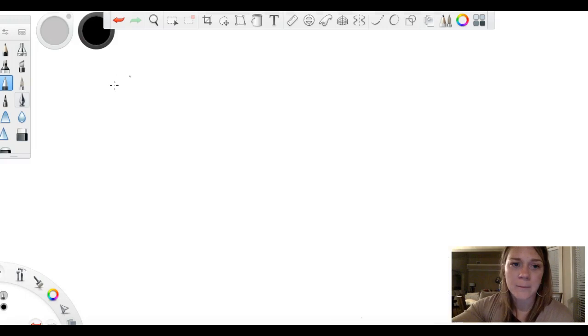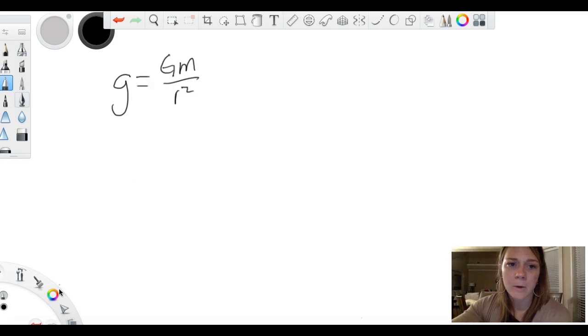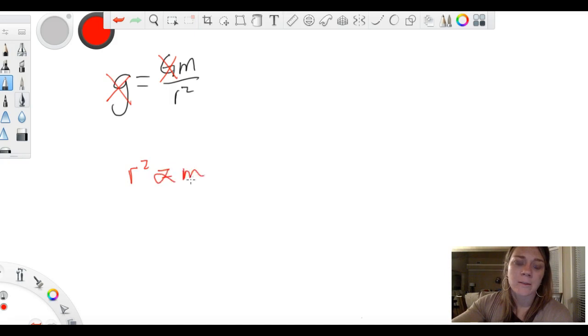Okay, so if we look at the same derivation we just did, g is equal to big G m over r squared. Then we also know that the big G is not changing. This little g is not even changing. That's remaining the same. M and r are what are changing. So to see their relationship to each other, I'm going to move the r to the other side. So I can see r squared is proportional to m.